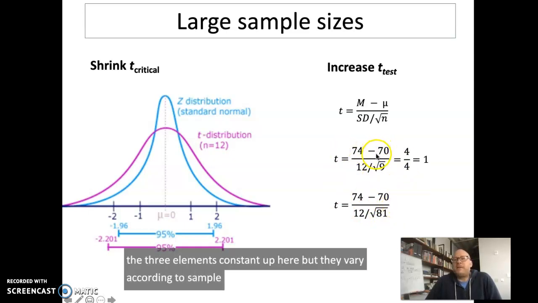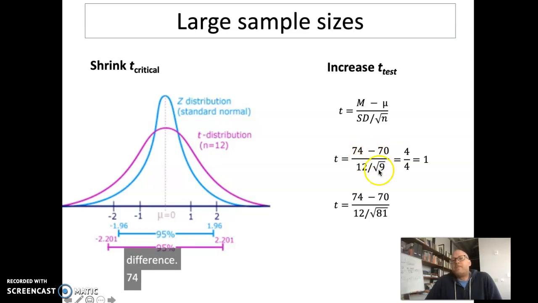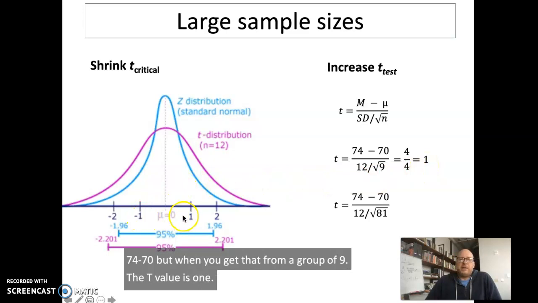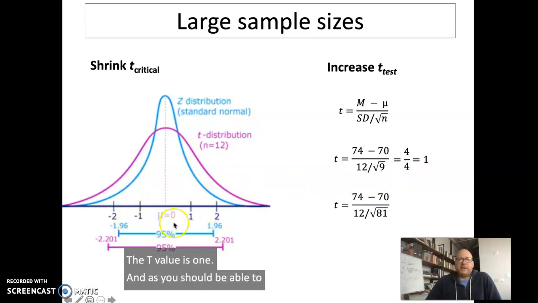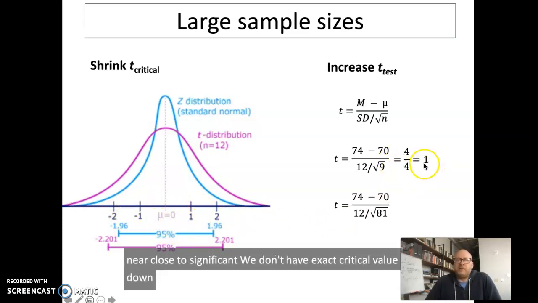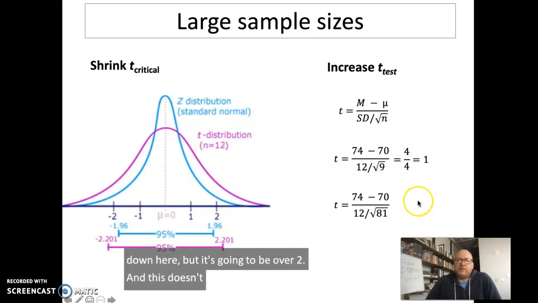Both of them have the same difference, 74 minus 70, but when you get that from a group of 9, the T value is 1. And as you should be able to infer from this, that's nowhere near close to significant. We don't have the exact critical value down here, but it's going to be over 2. And this doesn't even get past 1.